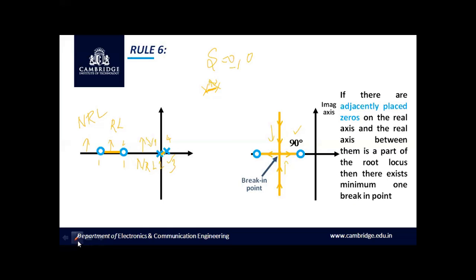Once after completing rule number 3, now we have to predict the existence of the breakaway point and break-in point. With respect to rule number 6, it is very clear that if you have two adjacent poles and they are in the region of root locus, then there exists a breakaway point. We can relate the statement with this case, in which we have two adjacent poles in the region of root locus also. Hence, one breakaway point exists exactly in this region, that is s is equal to 0 is the breakaway point.